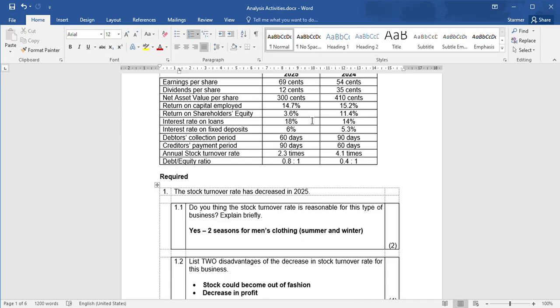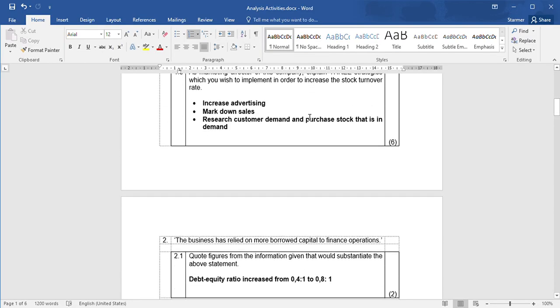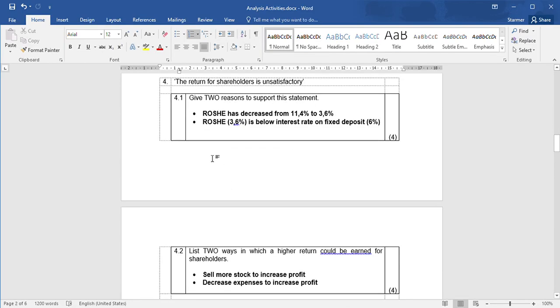And then if you compare this to the interest rate on fixed deposits, you could get more money if you left your money in the bank and risk-free. You'll get a better return than investing in this company. So your 2 reasons then are: your return on shareholders' equity has decreased, and your return on shareholders' equity is below the interest rate on your fixed deposit.